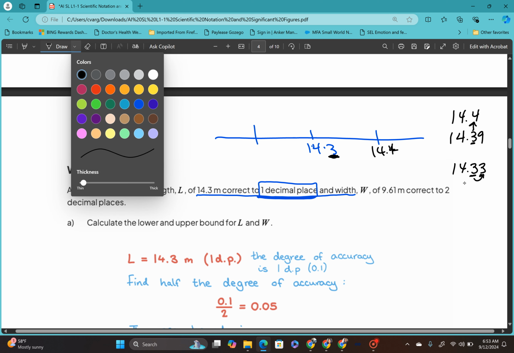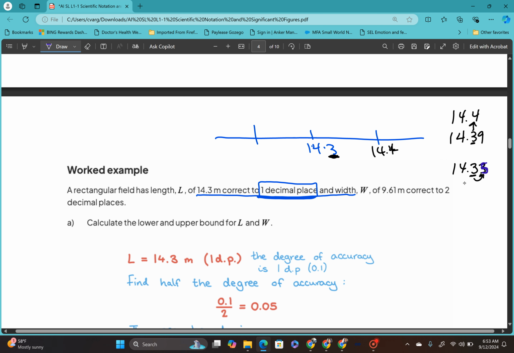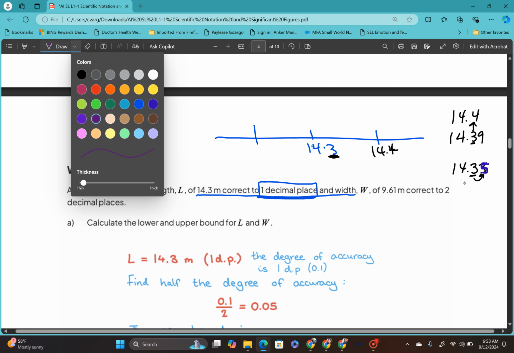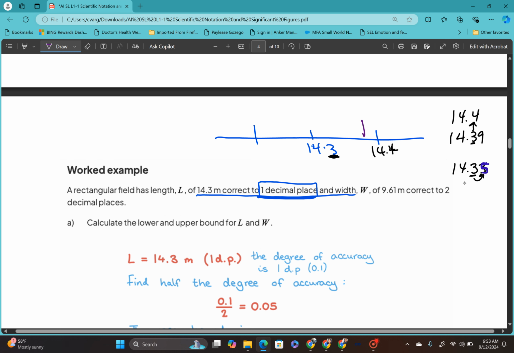All right, so let's think about this. If this number right here were a 5, 14.35, would that round to 14.3? No, because 5 or above, we're going to give it a shove, right? So it goes up to 14.35. So like right here, if I were to go ahead, let me do this in purple so you can see. 14.35 is going to go up to that point, but it cannot include 14.35. So the upper extreme is going to be 14.35, but we want to go less than that.